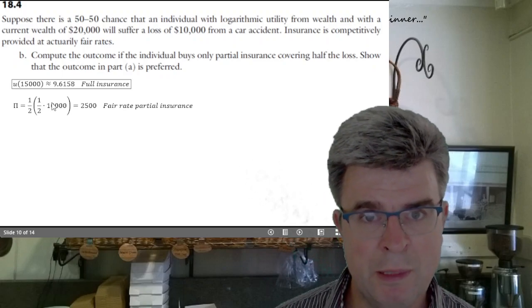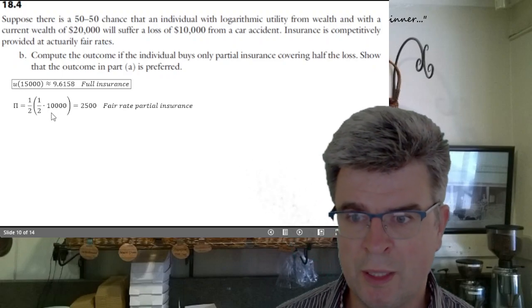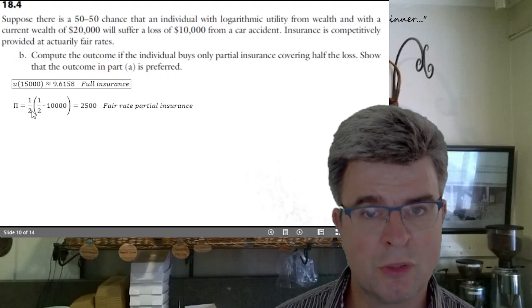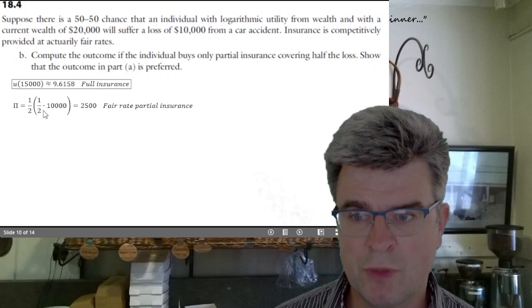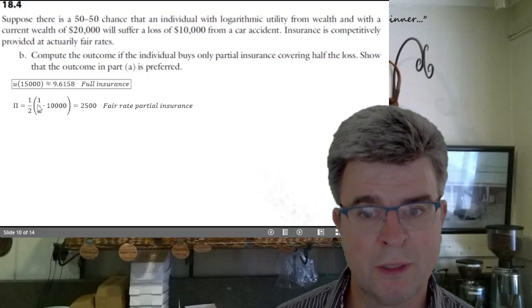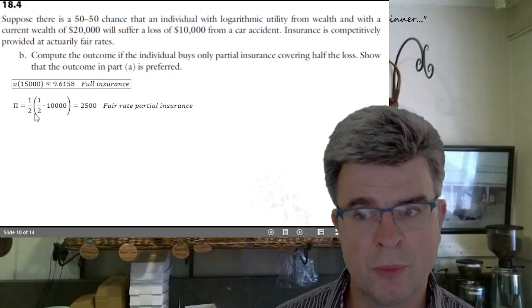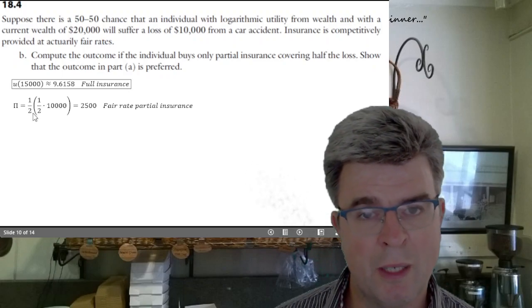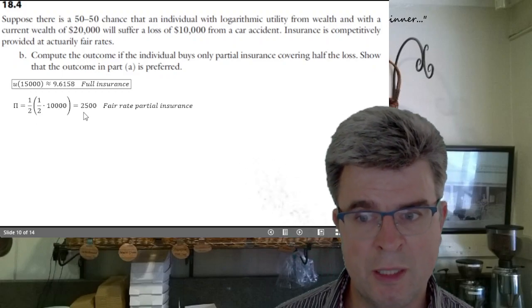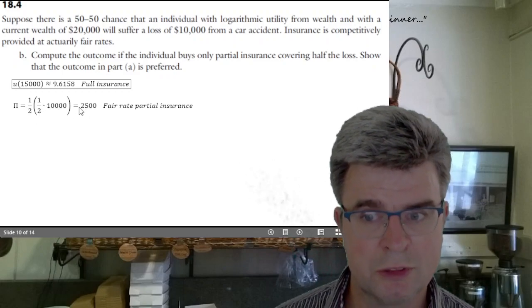First we need to compute the fair premium for the partial insurance, because now only half of the loss is covered by the insurance policy. So only half of the 10,000 is 5,000. And to buy this partial insurance, well, the car accident will happen with probability 0.5. So the fair premium, which is the expected loss, is equal to 2,500.